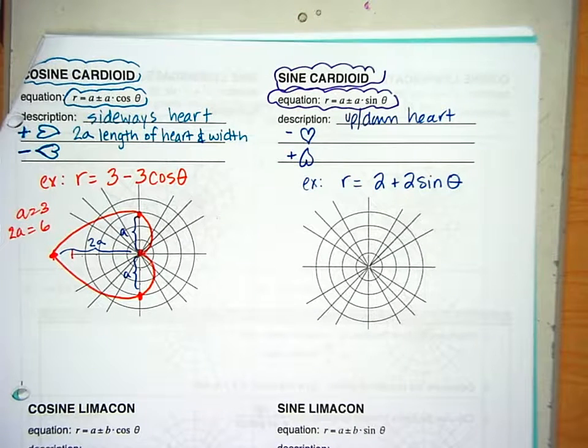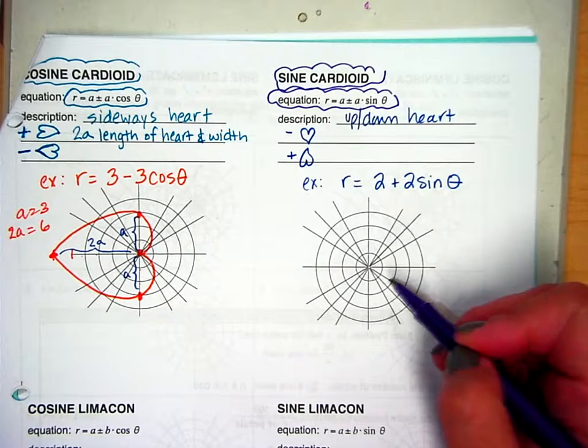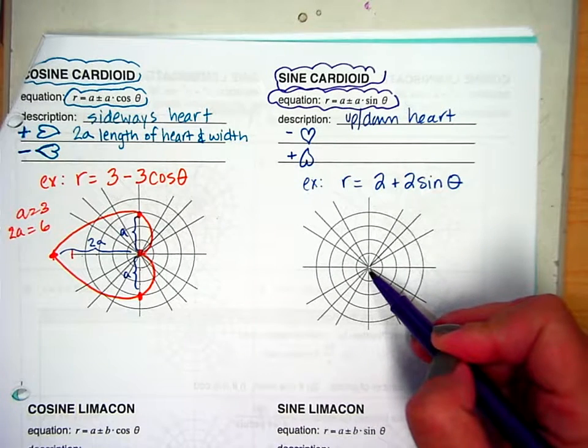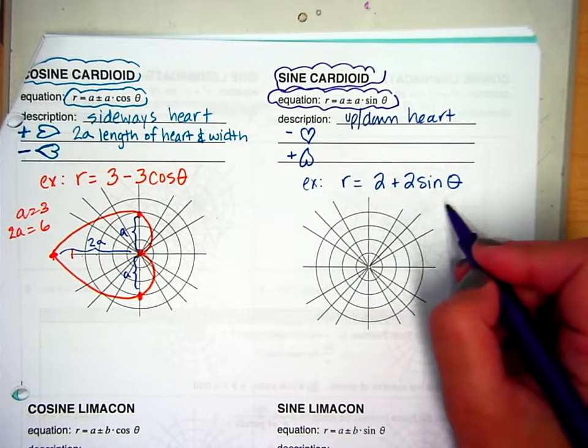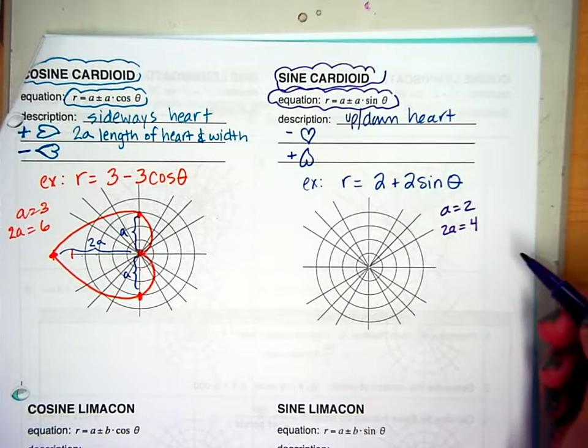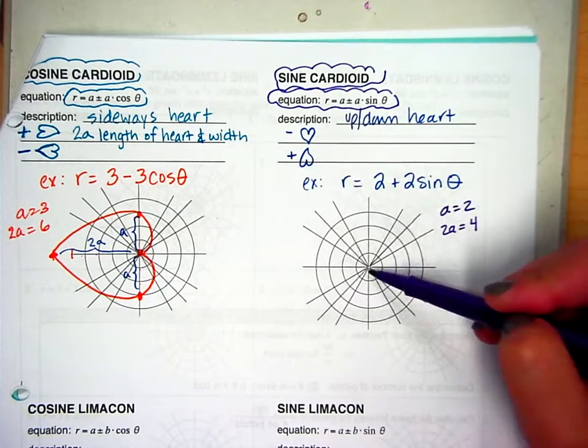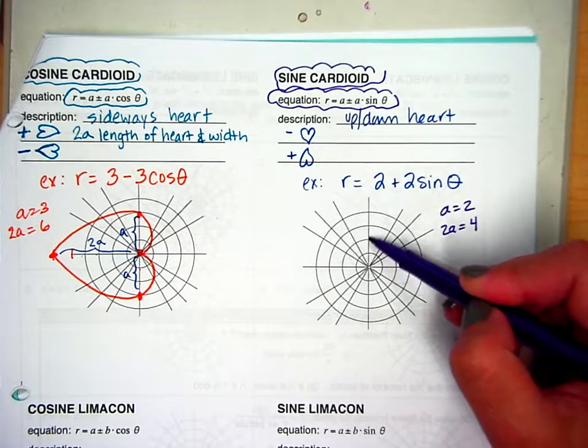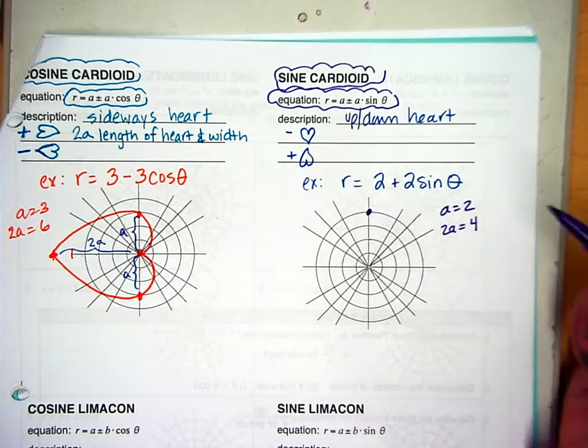Got it? Okay. So A is 2, which means 2A is 4. Since it's positive, my pointy end is going to go up. So I do 1, 2, 3, 4. There's my pointy end. Always touches at the pole and then goes A out in either direction.